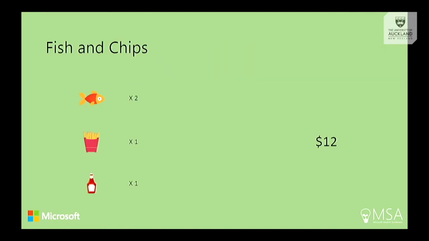So I'll take an example. We'll go through linear regression first, then we'll go through a normal neural network. Say I'm giving you this problem. You have 2 fish, 1 chips, and 1 tomato sauce, and I say it costs $12. Can you figure out how much a fish, a chip, and a sauce cost individually? How would you go about doing this, for example? Any ideas?